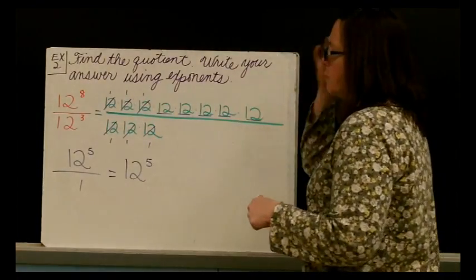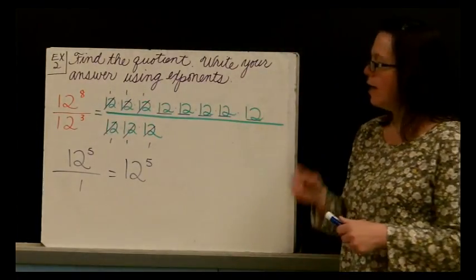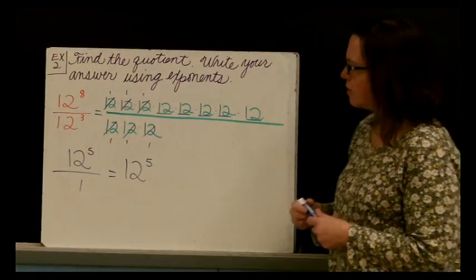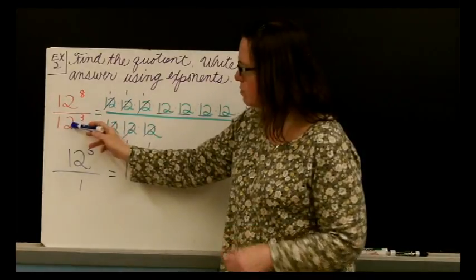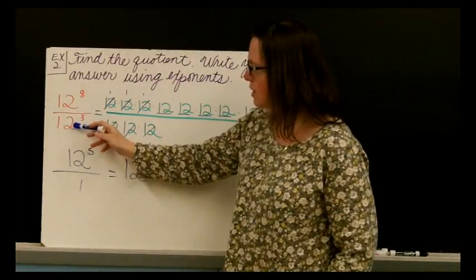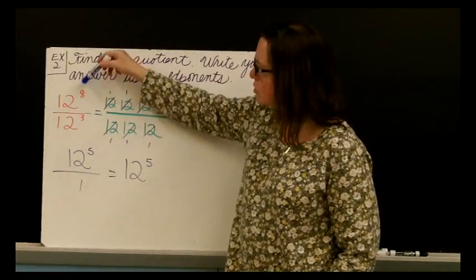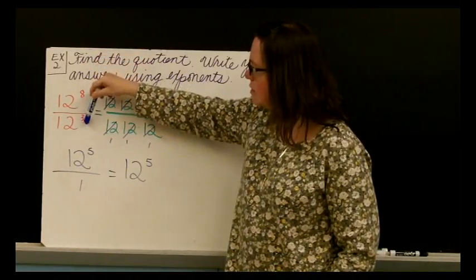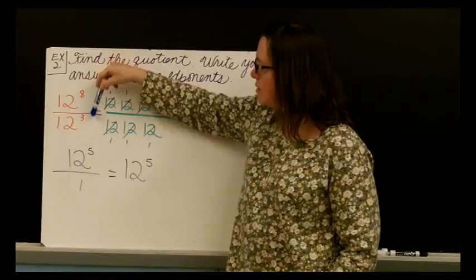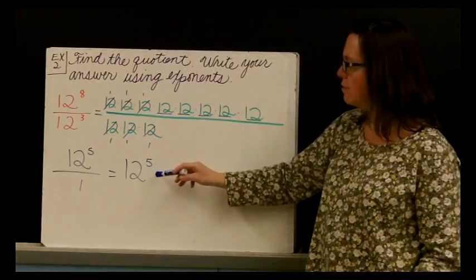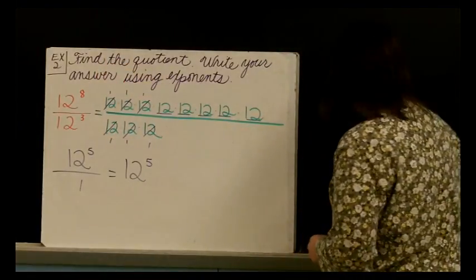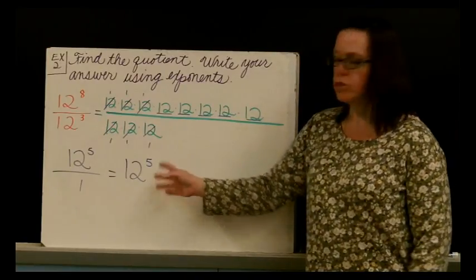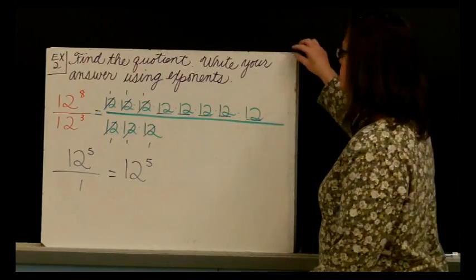Here's the expanded form of this problem. And the quicker rule is that when you are dividing powers, as long as the bases are the same, what you do is you subtract the exponents, numerator minus denominator. 8 minus 3, which gives us 5. So 12 to the power of 8 divided by 12 cubed gives us a quotient of 12 to the 5th power.